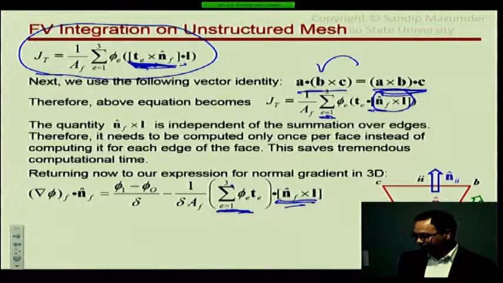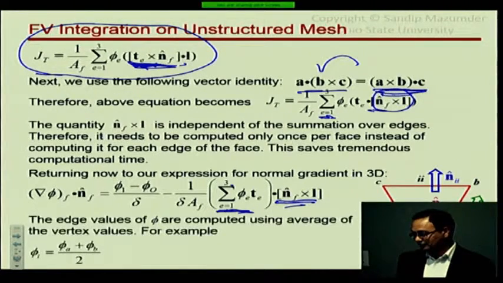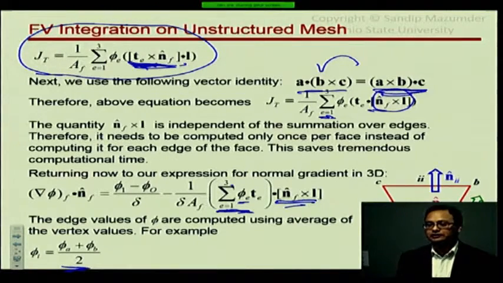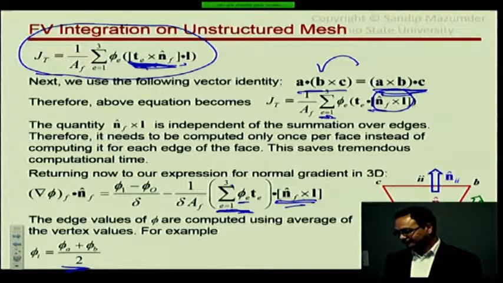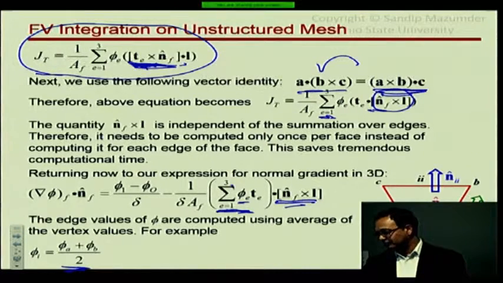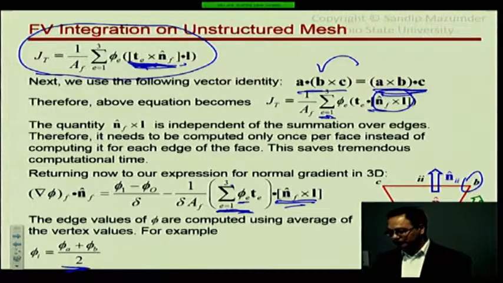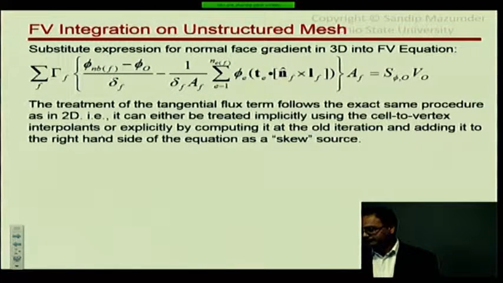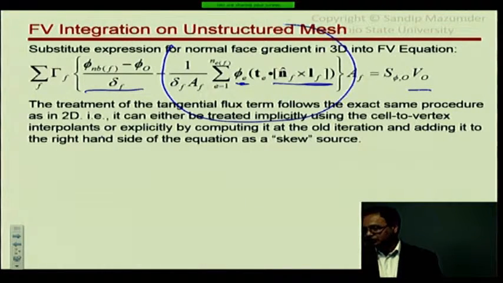Now, the edge values are typically calculated by using the average of the two vertex values. That's the common way people do it, because this is really the value at that edge, so you just take the average of those two values. Once you do that, this is your final formulation. Here's the edge value, which will have two vertex values. Then this guy, you just compute it once, and then this is your implicit term, this is your source term. So this whole thing is your skew source summed over all the faces.